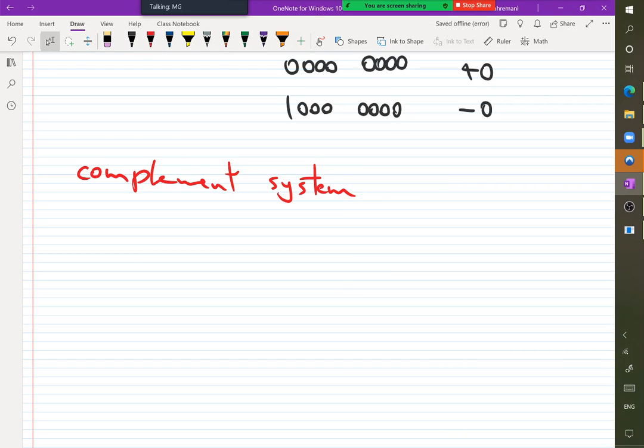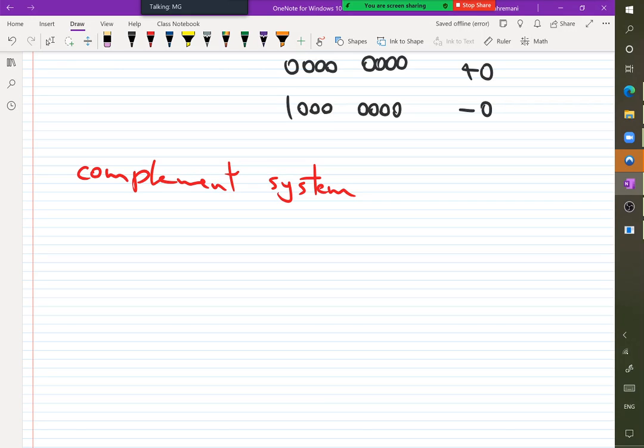What is the biggest advantage of the complement system? They eliminate the need for subtraction. You saw that for sign magnitude, we had to subtract bit by bit. But we don't want to subtract. We just want to add numbers, regardless of positive or negative numbers. So we want to perform subtraction by addition. Just by performing add, we get the subtraction as well. So I will show you how.